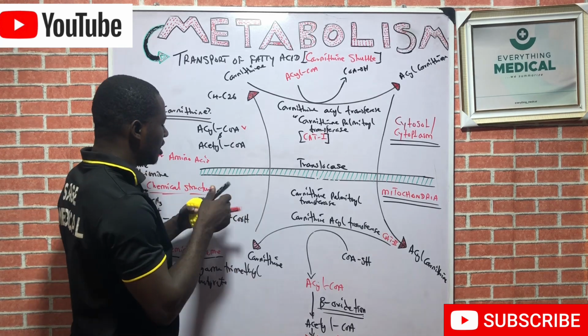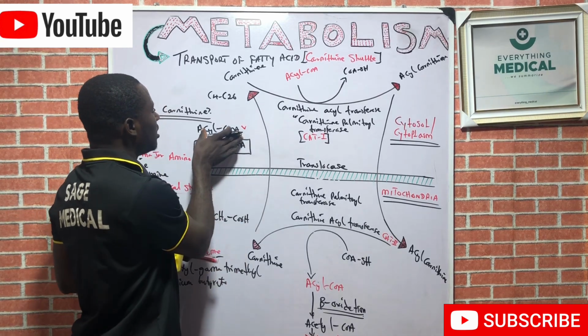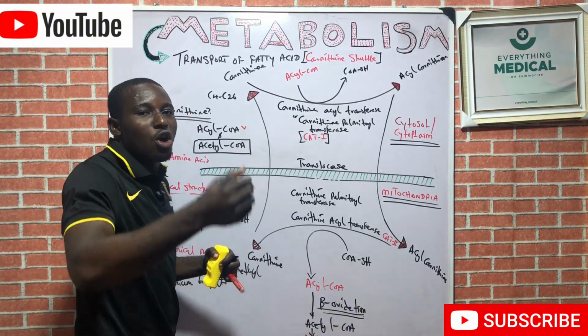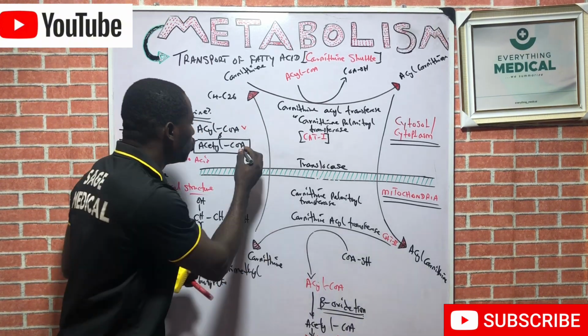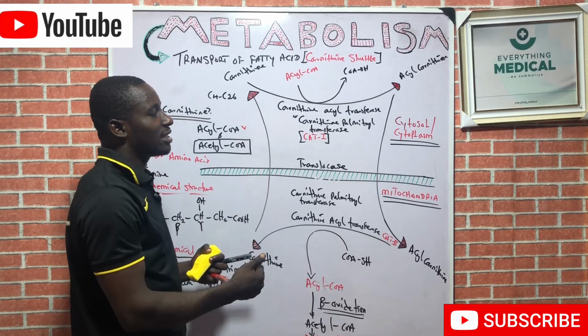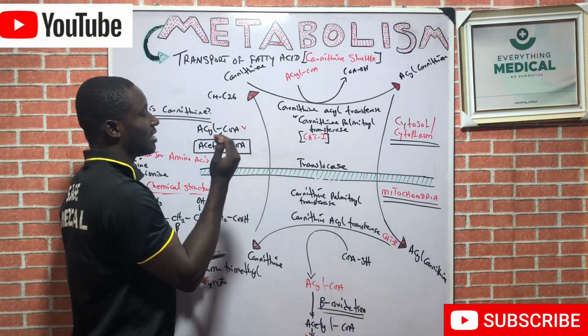This is the chief metabolite in metabolic biochemistry, while this is the activated fatty acid which will undergo beta oxidation to produce acetyl-CoA, which is this. So in this class, I've stated the differences between acyl-CoA and acetyl-CoA.